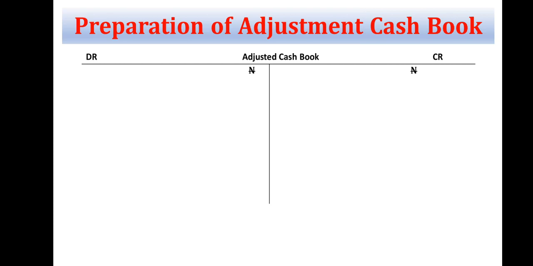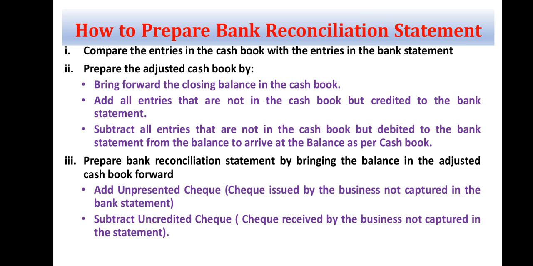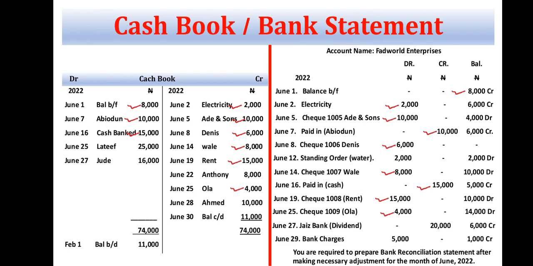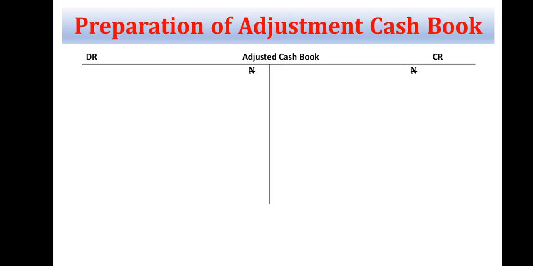If it is naira, if it is dollar, we'll put it. So now let's start. So we said prepare the adjusted cash book by bringing forward the closing balance in the cash book. So we go to the cash book. Let's look at our cash book. What is the balance brought down? Which is 11,000 naira. So that balance in the cash book will be brought forward in the adjusted cash book as balance brought forward, which is 11,000 naira.